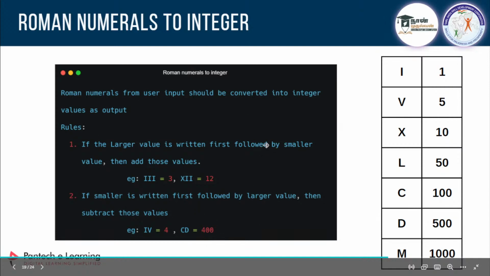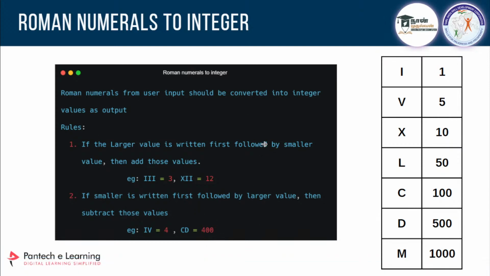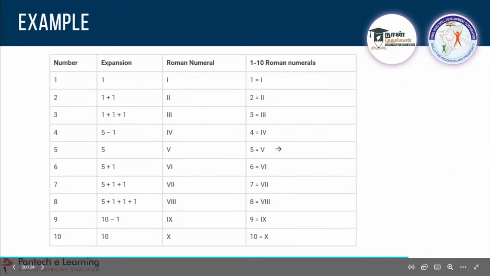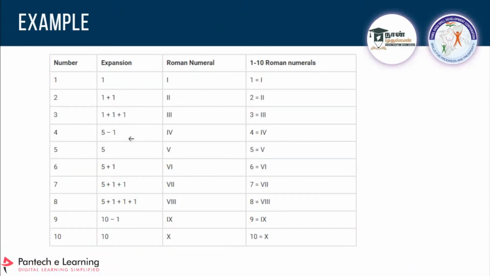I will give you a hint: you can use a dictionary, you can use a for loop, you can use a range function, whatever you want. There are many methods to solve this. Already a few participants have submitted their assignment, very good. Everyone tried their different versions and got successful output. So this is how it works, the logic behind it. As I told you, if it is a larger number followed by a smaller number, you can just add it. If it is a smaller number followed by a larger number, you can subtract it.